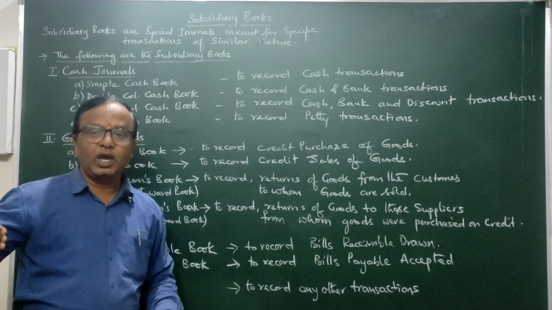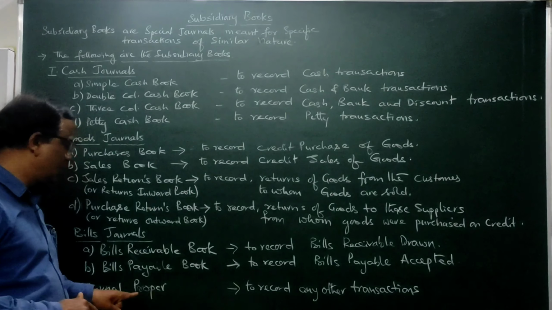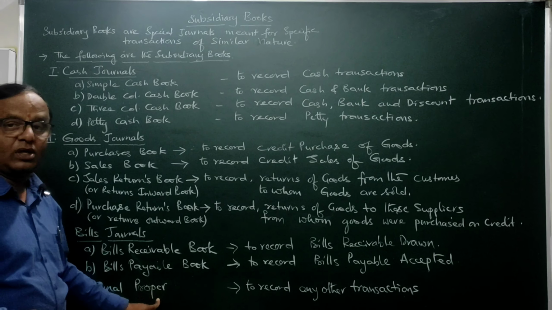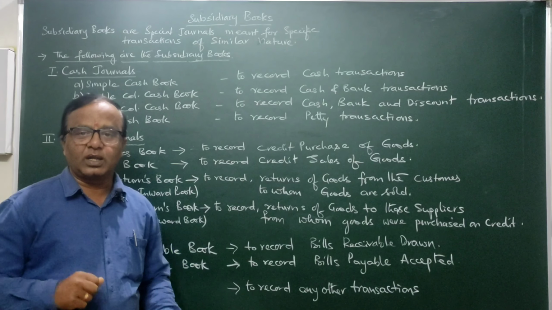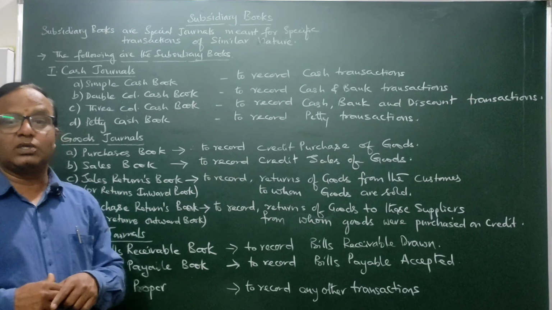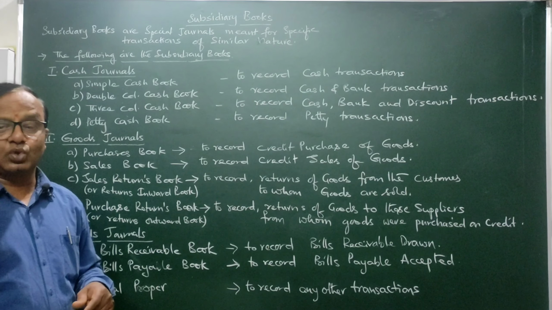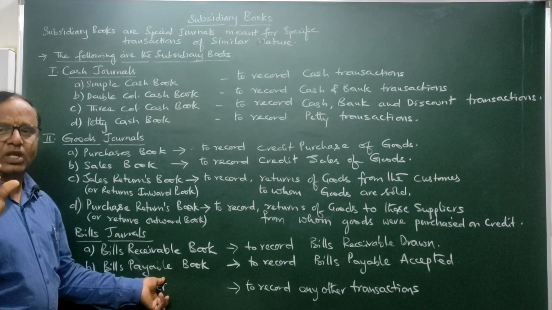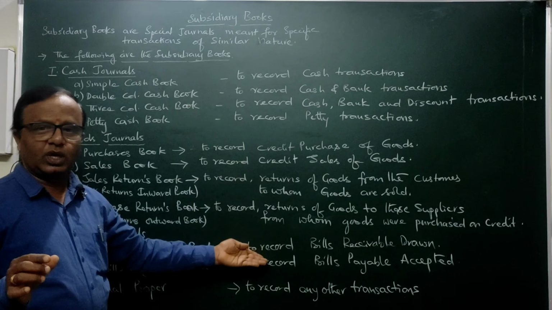Similarly, closing entries. Entries written at the end of the year when you are closing your books will be recorded in journal proper only. Similarly, adjustment entries, entries written in order to adjust some accounts, you record in journal proper only. Similarly, rectification entries are there. Rectification entries mean entries written in order to rectify the errors in the books of accounts. Those rectification entries also you will record here. So simply we can say all those transactions which are not recorded in any of the earlier books will be recorded here in journal proper.